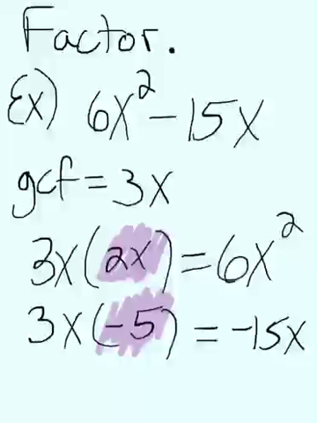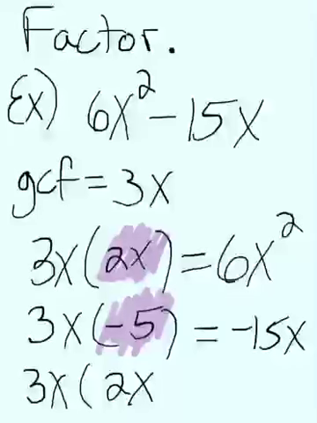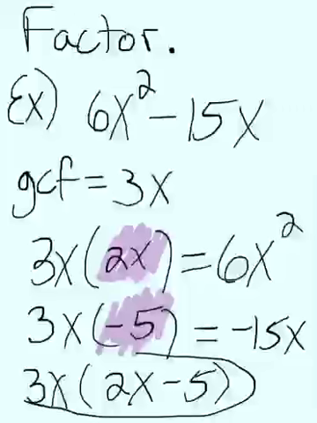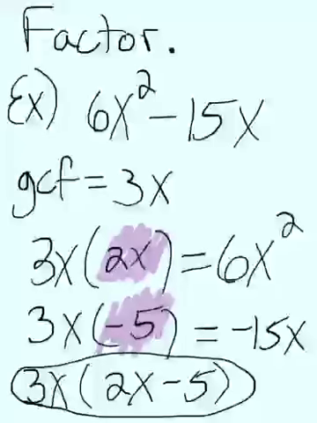And then you just put together 3x times 2x minus 5. And now we have our answer. So that's the way of asking, what do I have to multiply by? And is that simplified? That's factored. Keep in mind, factored, we want to write it as a product.